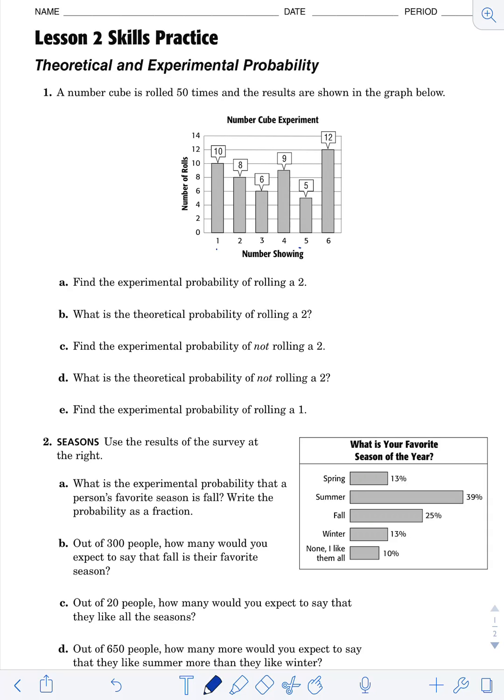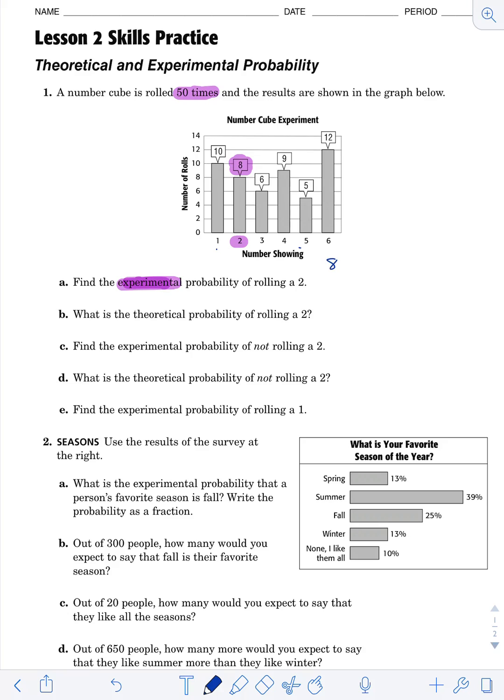On 1A, it says to find the experimental probability of rolling a 2. Remember, experimental means what actually happens. I actually rolled the die, and these are the results. So I'm going to look up here that it says that I rolled 50 times. Now, out of those 50 times, how many were a 2? Well, if I look at my graph here, the amount of times the number 2 showed up was 8.